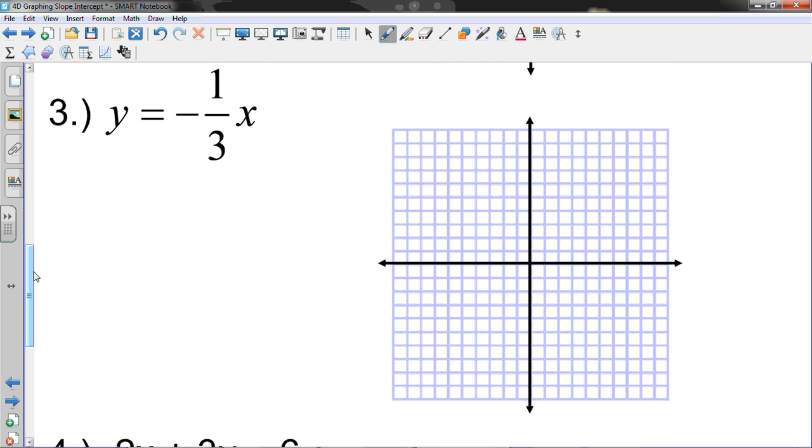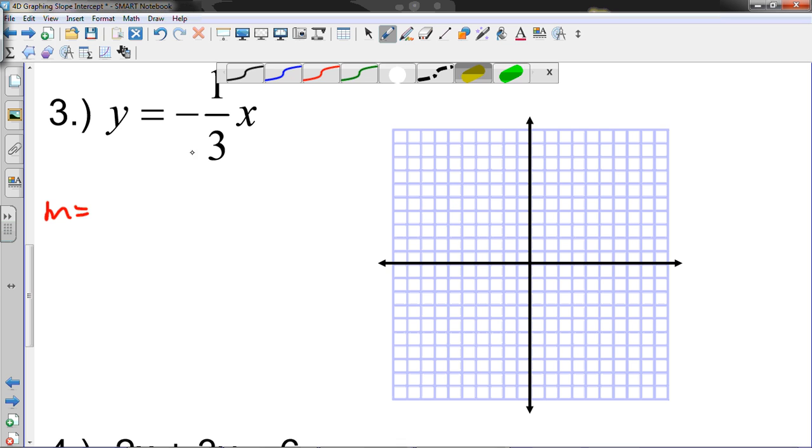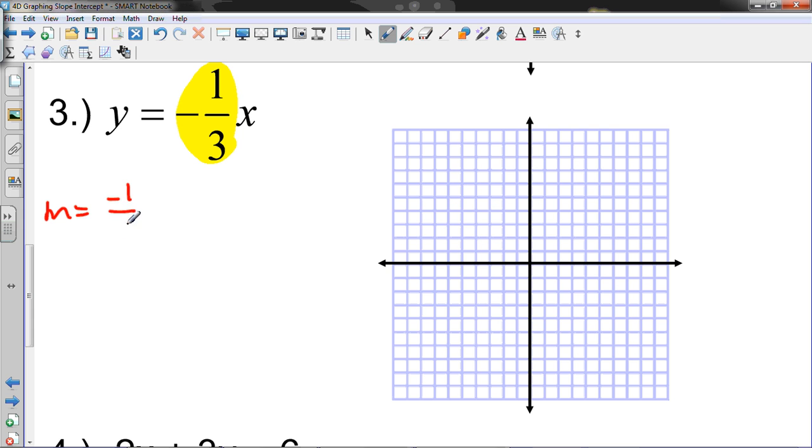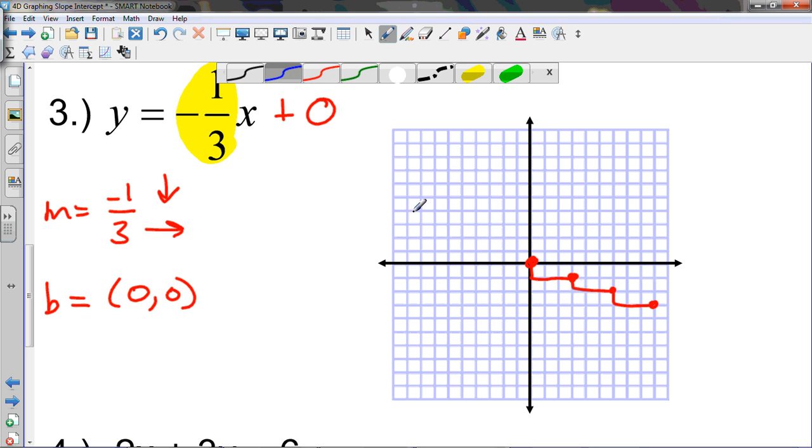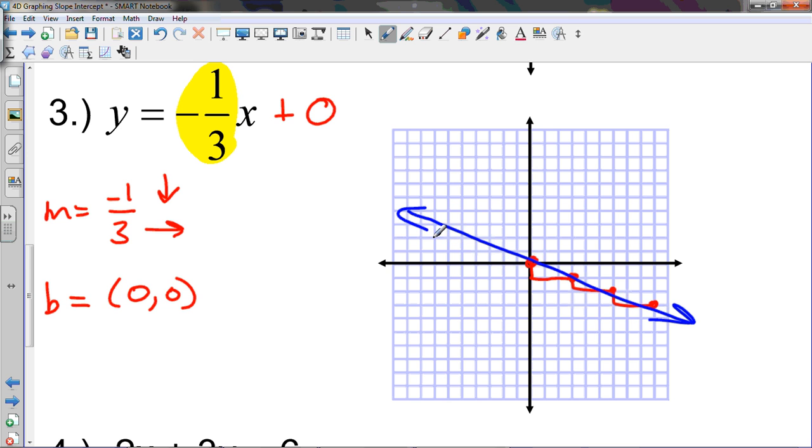In this example, notice there is no number at the back. Let's identify what pieces are what. The m is the coefficient in front of x, which is this value right here, so we have down 1 over 3. I always like to put the sign with the numerator, so I'm going to go down 1, and I always like to go to the right. Then the b: notice there is no number, so we put plus 0, which means it starts at the origin, 0, 0. From here we go down 1 over 3, down 1 over 3, and then we can connect our dots. There's our line.